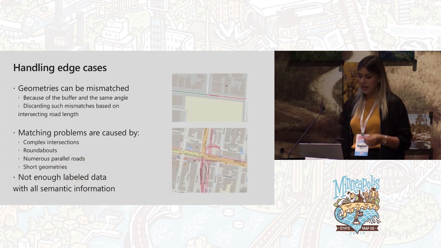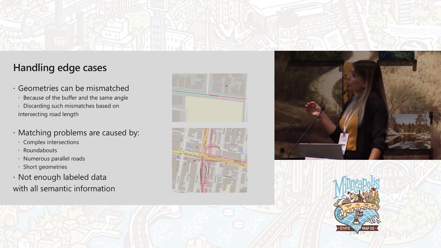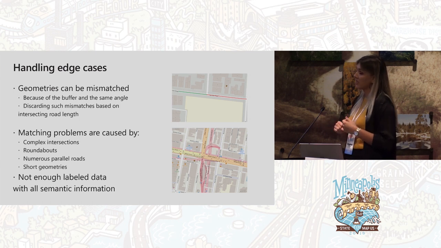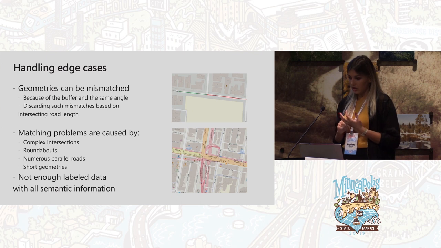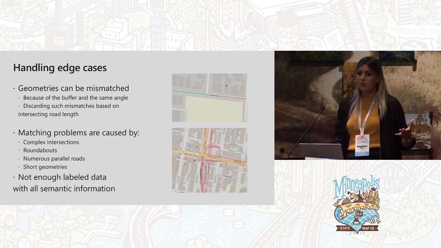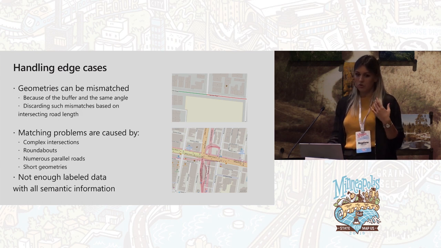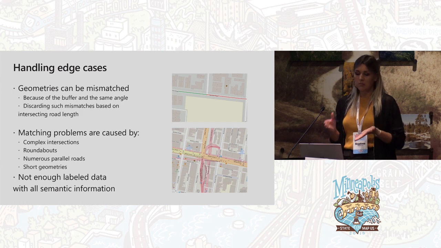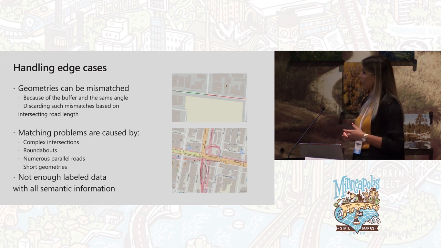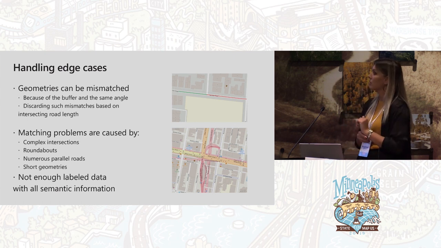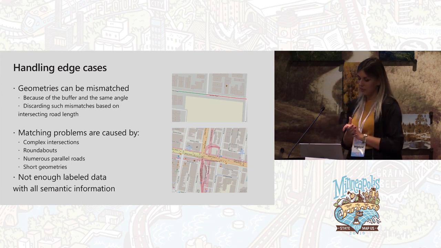Yeah, so talking about edge cases, when we use buffers, they don't go only into width, they also grow into length. So sometimes very short pieces of geometries get caught in the buffer, and we basically just discard them if they're too short. A lot of matching problems that occur are caused by complex intersections. You can see the mess in the bottom picture. Why? Because there are a lot of parallel geometries, a lot of very short geometries. Also, like I said, roundabouts, their modeling is completely different in various data sets. In most data sets, they are split into multiple very short segments. Also, one problem is that there's not enough labeled or already matched data that we can actually use to train some potential ML models for tuning our thresholds and parameters.